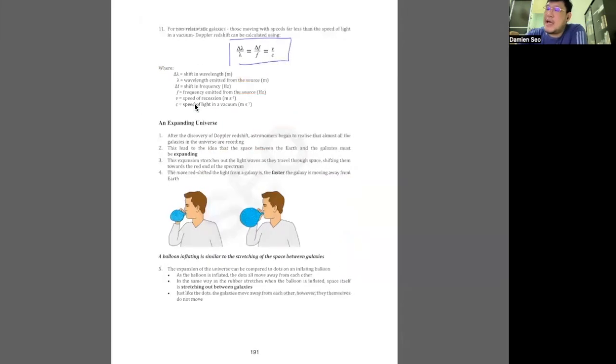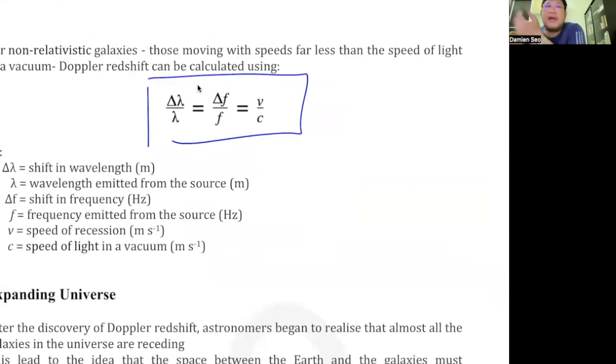So the formula is either delta lambda or delta F or F also can. So that will be equals to V over C, where V is the speed of the source moving away from us. That means the speed of the star. Recession means going away from us. The speed of the star moving away from us is called speed of recession, over the speed of light.